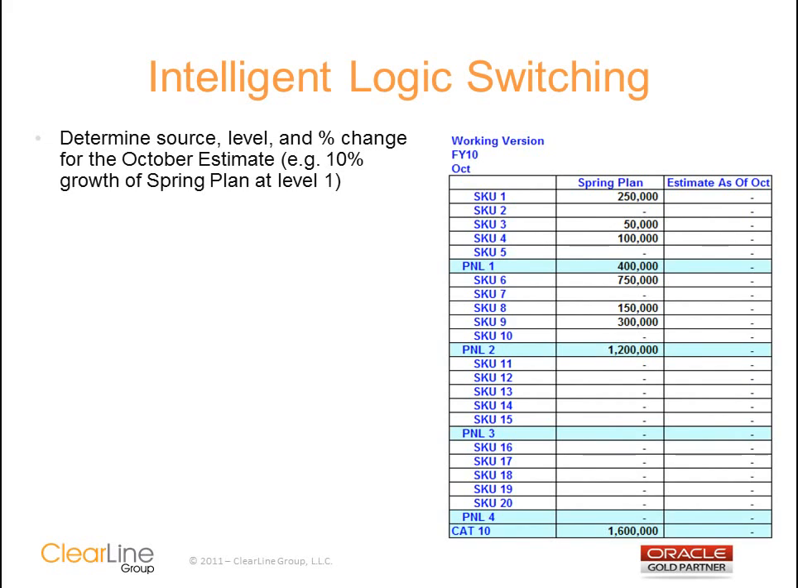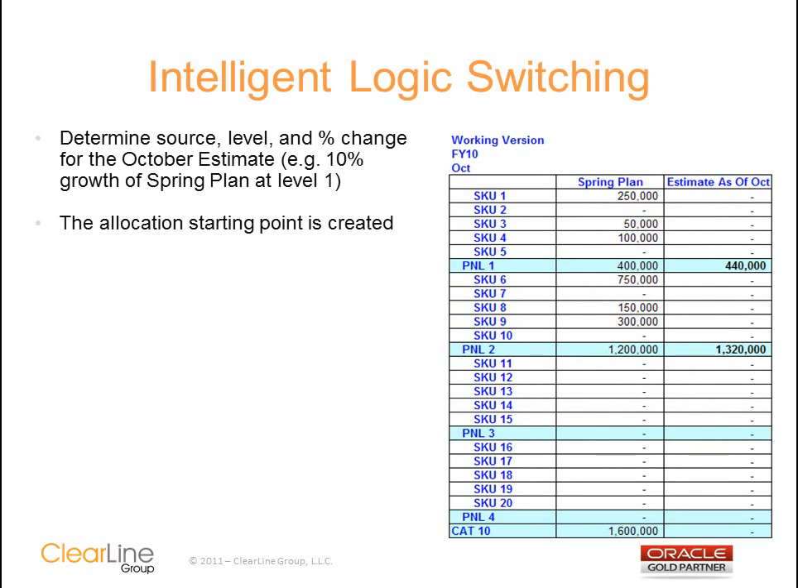Now we'll take a look at the same process from the user's point of view. This user would like to create their October forecast based on a spring plan with a 10% increase, and they would also like to work at their forecast level 1, which is their P&L level. So they enter this information into the runtime prompts on the HBR launcher and run the rule to create their starting point. Only P&Ls 1 and 2 have data in the spring plan, so they're the only two that get brought over to the October forecast, but they do have the 10% increase applied to them.